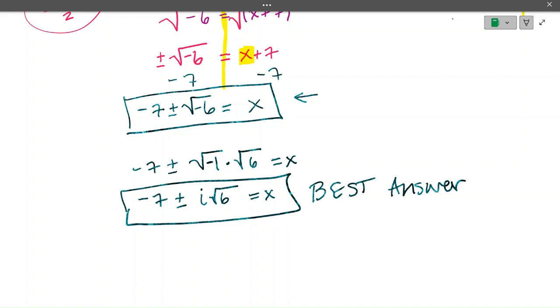All right, and there you have it. Here is how you solve an equation in vertex form and end up with an imaginary solution.